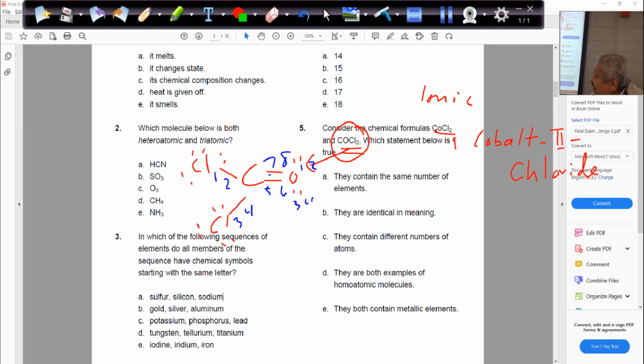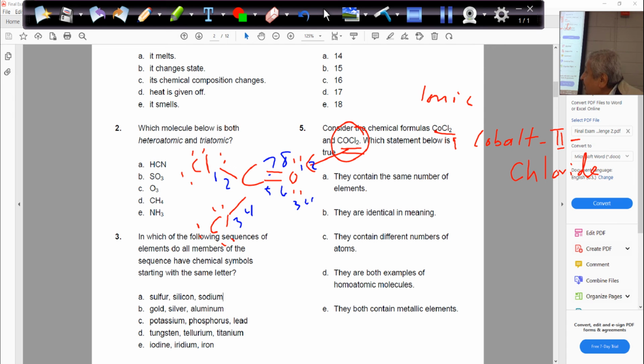Well, I will have to recheck this one again. Sounds not bad. Yes, they have a different number of atoms. They are both examples of homoatomic molecules. Are they similar atoms? No. Okay, so A, B is not correct. D is not correct. C might be correct. Let's go and look. We have to consider all the stuff. They are both examples of homoatomic. D is out. So the only thing until now is C is holding.